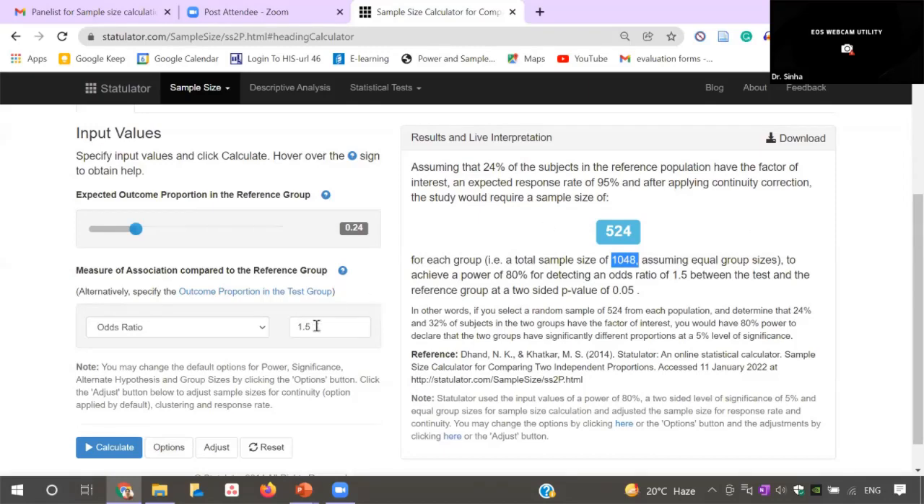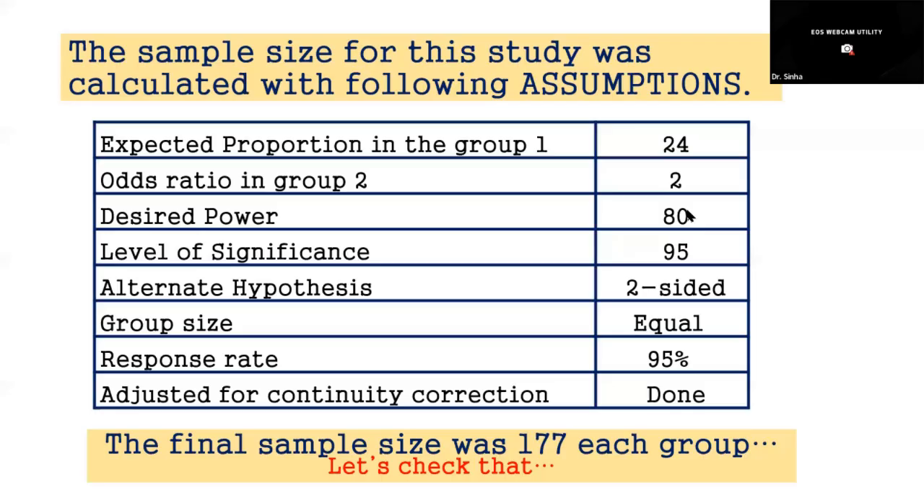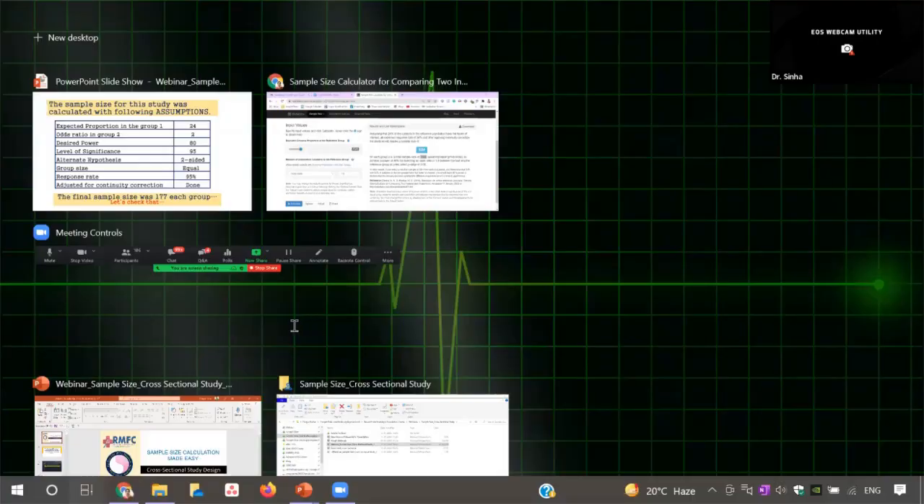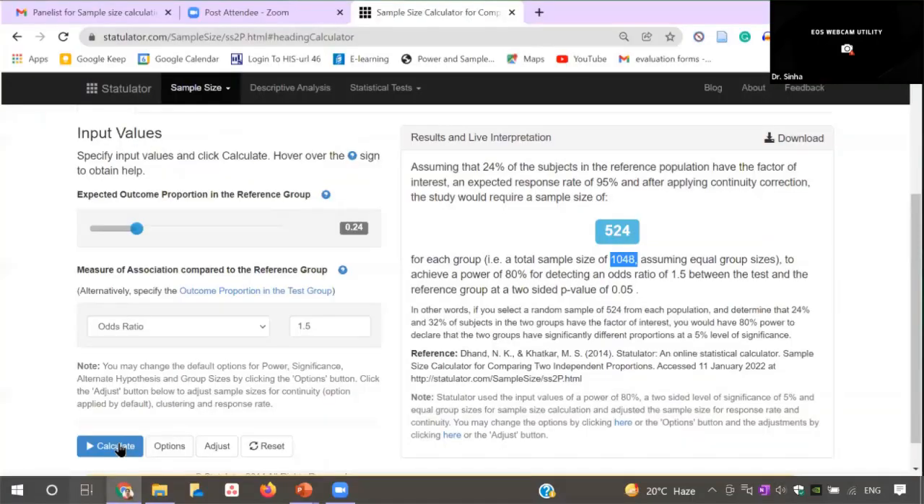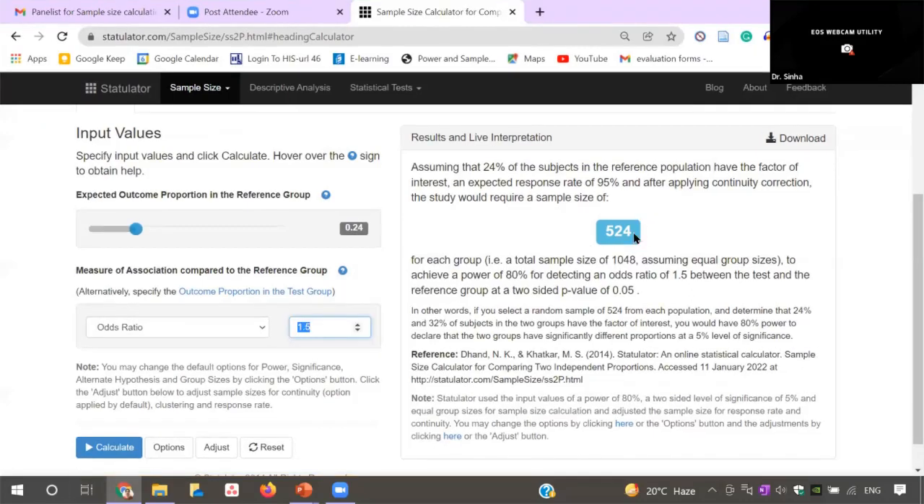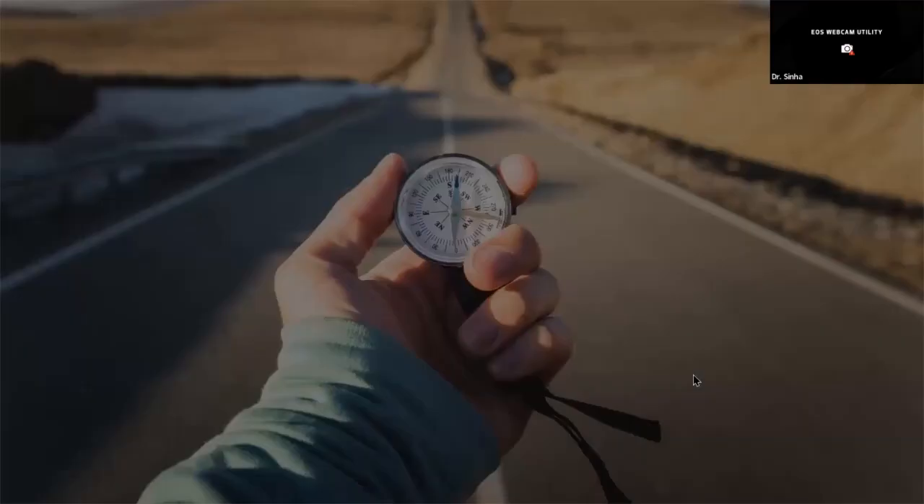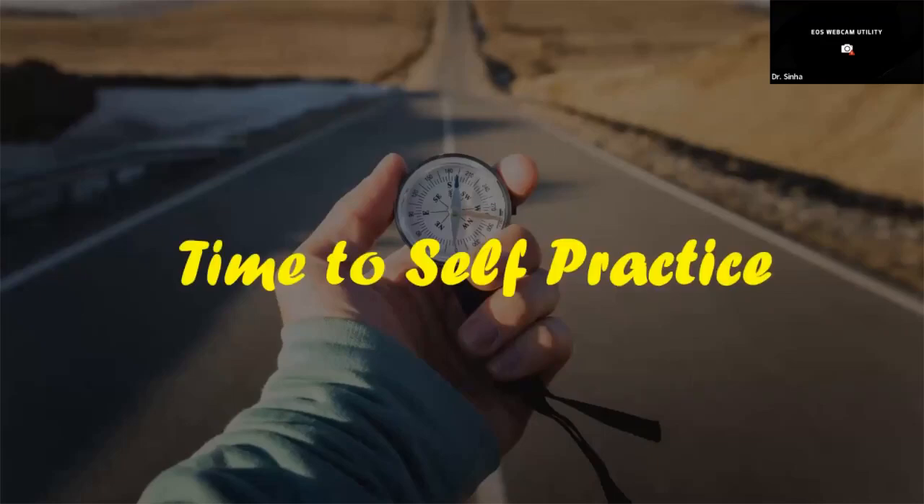Okay, so this was taking 1.5, but I think in the actual, I guess the odds ratio is 2. So yes, in this case, the odds ratio is 2. So what I'll do, I'll again go to this statulator and increase this odds ratio to 2. And now I'll press calculate. So you can see 174 in each group. The response rate is 95%. If you go and see the actual sample size, it is 177 in each group. So it was okay. Now it is your time to do that.